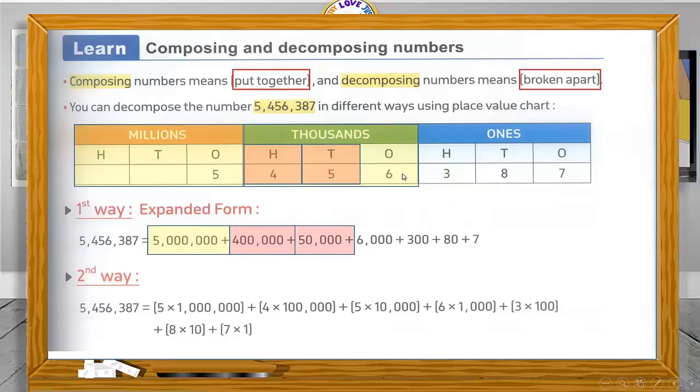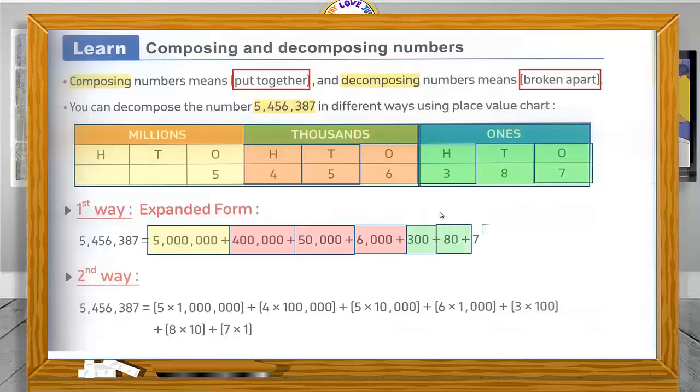Next place, we have 6 in 1,000 place. 6 and 3 zeros, 6,000. In the next period, in hundreds we have 3, write 300. 8 in tens place, write 80. 7 in ones place, you should write 7. Here we should write 7 in last place.